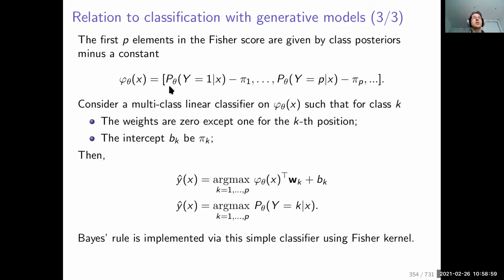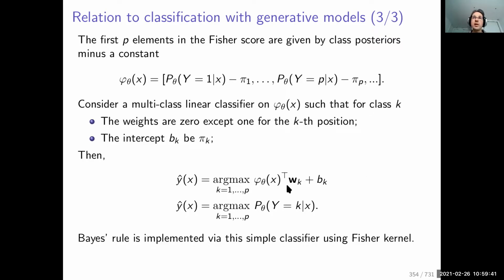Well, it contains simply the p theta of y equal a label given x minus pi of this label. And if you assume that you are going to learn a linear classifier using this Fisher score, what does it mean? It means that you are going to consider the following procedure. Y hat of x, the way you classify x, the way you assign a label, is simply the argmax of phi theta of x times a specific vector wk that I'm going to introduce plus an intercept bk. So this is simply a multi-class linear classifier.